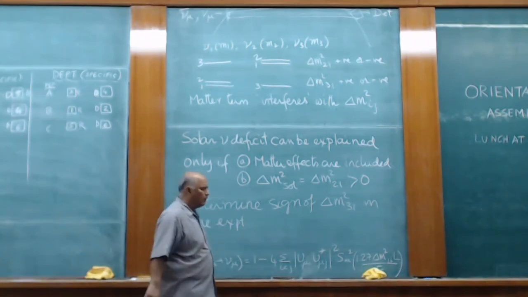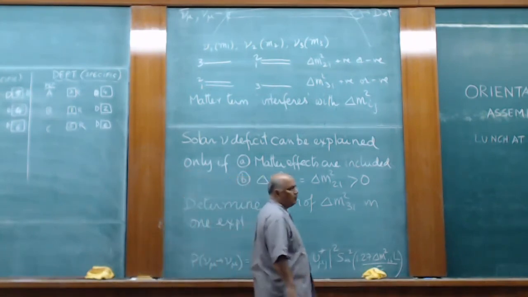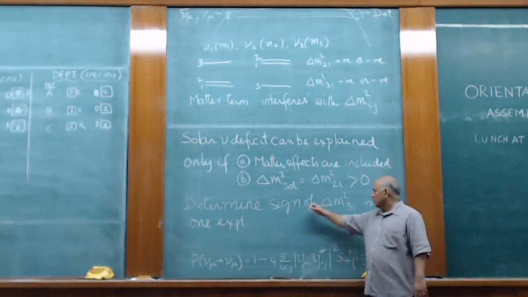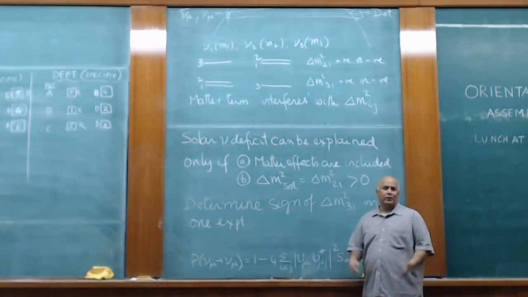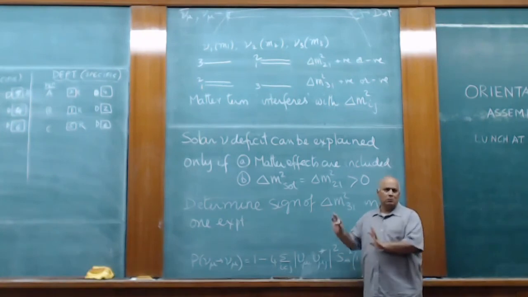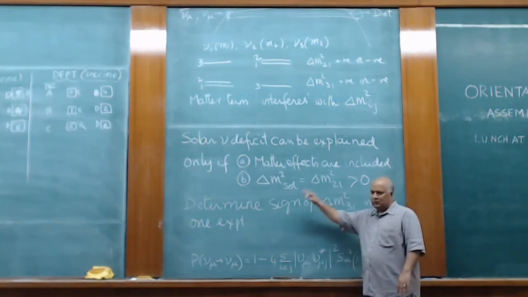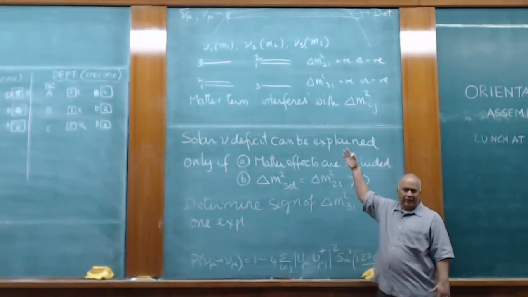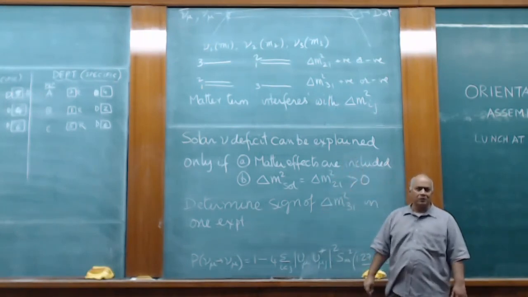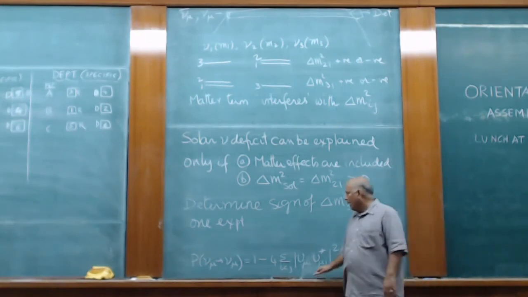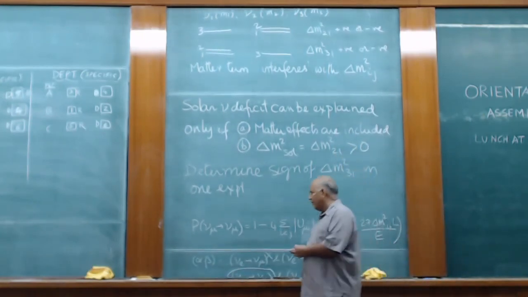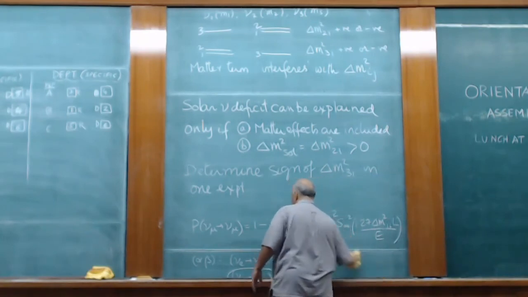So you take an experiment and measure the sign of delta m square 31 in it, where the effect of delta, that CP violation delta, is negligible. And once you know this, then life becomes much simpler.